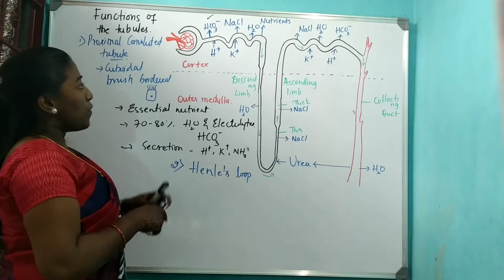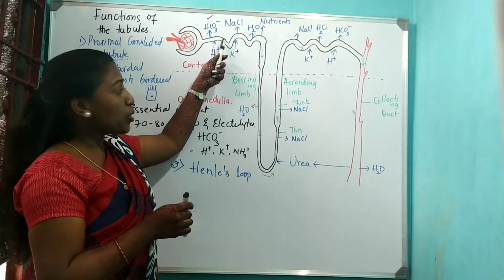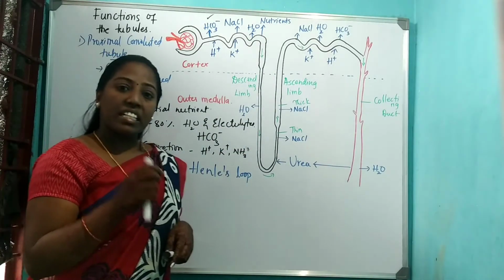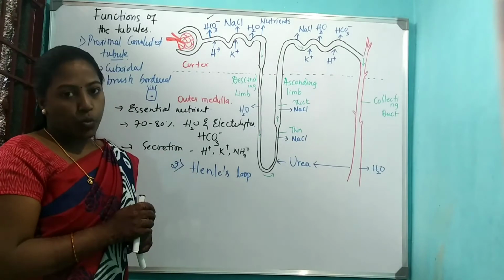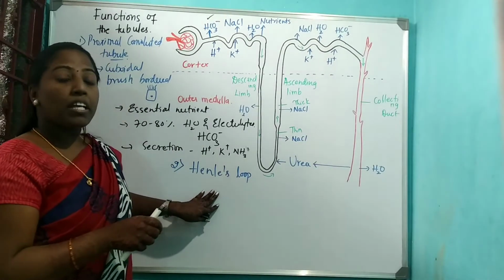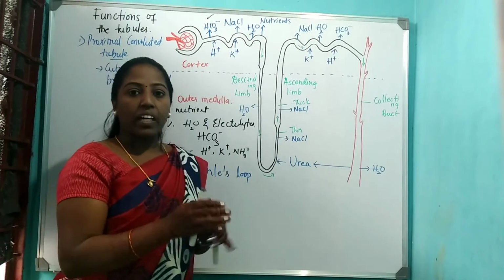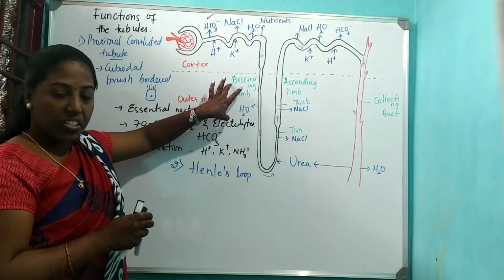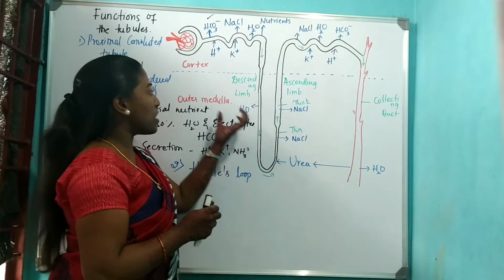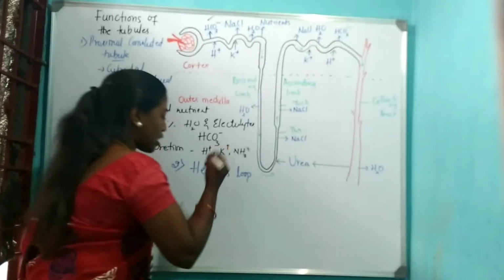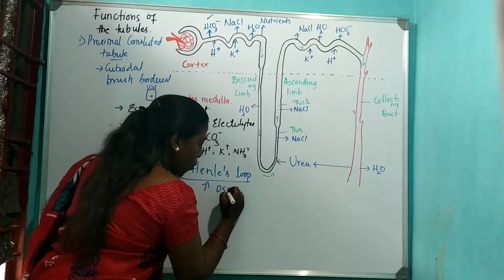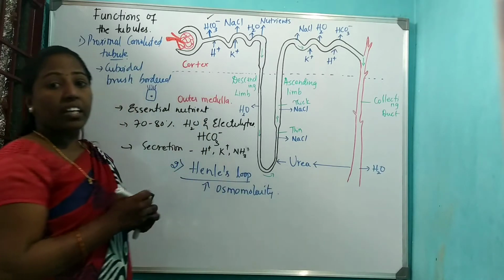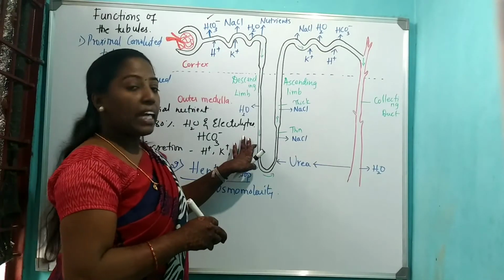The filtrate from the proximal convoluted tubule enters into Henle's loop. Henle's loop is a region where minimum reabsorption takes place. The major function of Henle's loop is to maintain high osmolarity inside the medullary interstitium, as Henle's loop is found inside the medulla. That is a major function of Henle's loop.